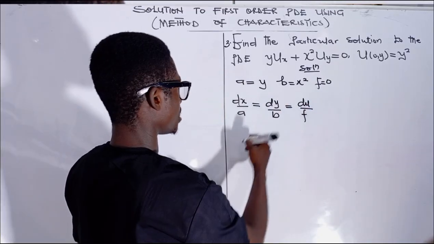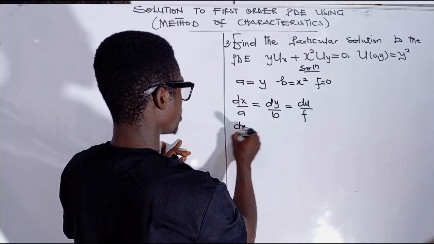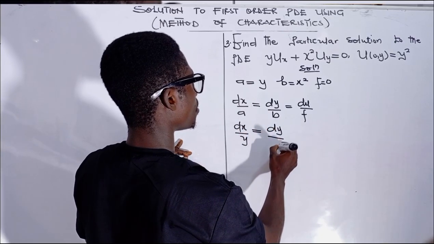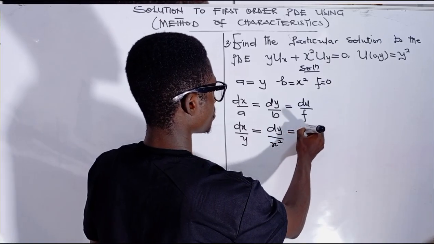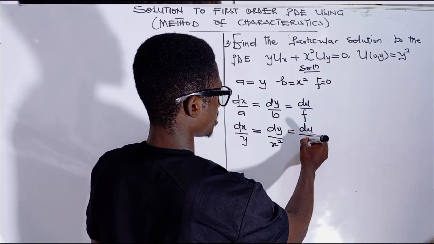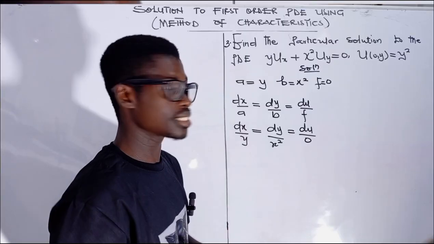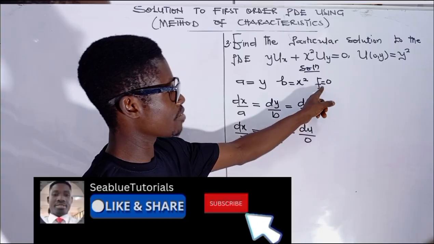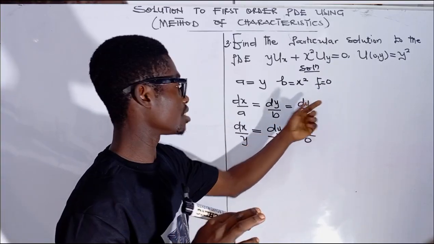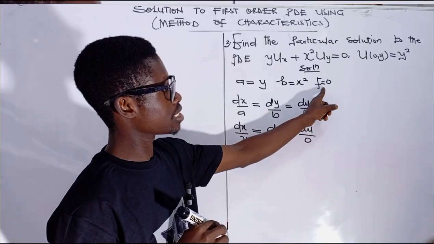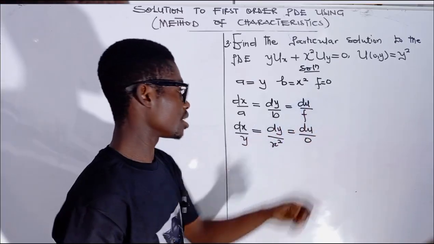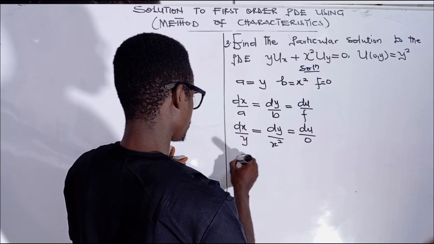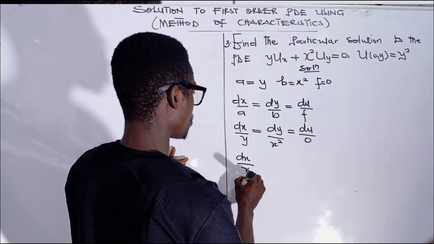So let's plug in this. So we have dx all over y is equal to dy all over what, x squared is equal to du all over 0. So as I said, when f is equal to 0, we only form one equation. But when f is not equal to 0, we form two equations from the characteristic equation. But since our f is equal to 0, we are going to form only one equation, which is this. So I think this one will go away. So we'll be left with dx all over y.